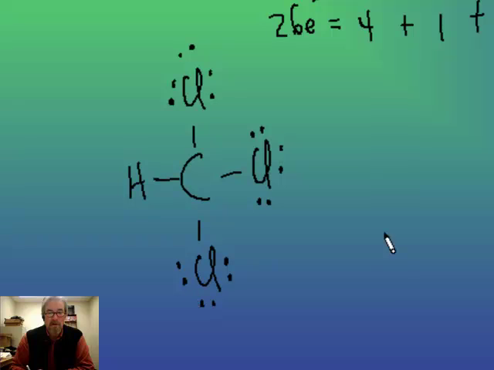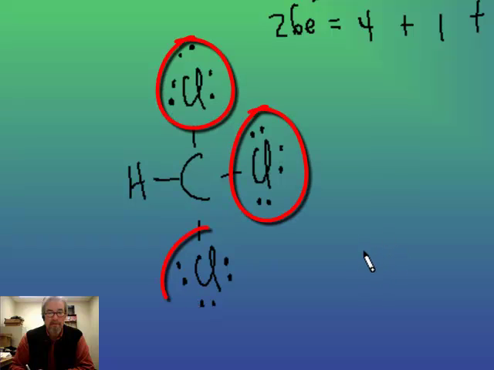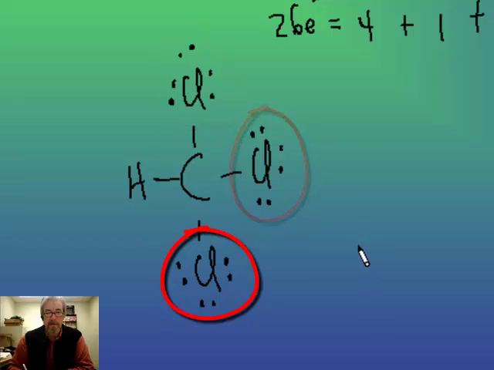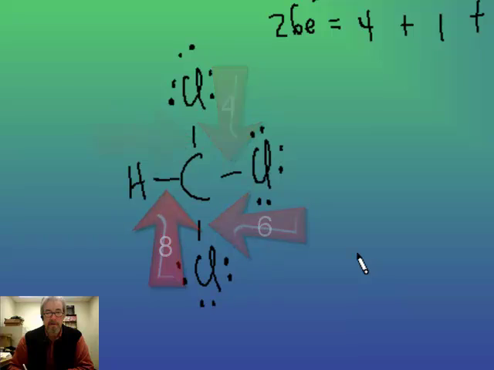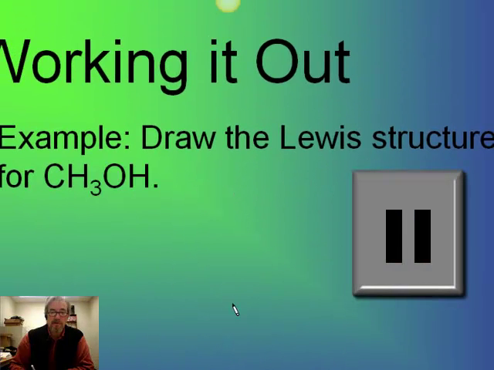Now I count. 6 on one chlorine, plus 6 on the second chlorine, plus 6 on the third chlorine, makes 18 electrons in lone pairs. And then the 4 bonds is 8 more electrons. 18 and 8 is 26, so my structure is good. Try this one, CH3OH. This is methanol, or methyl alcohol.